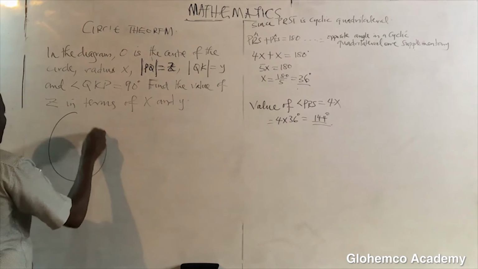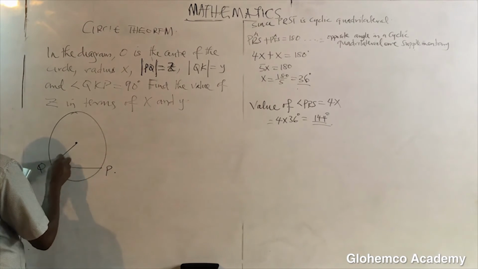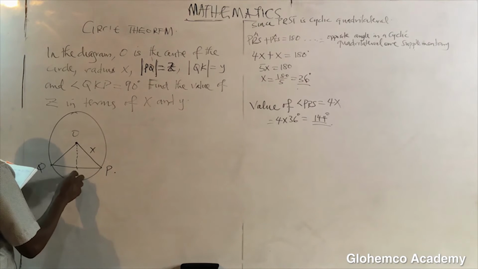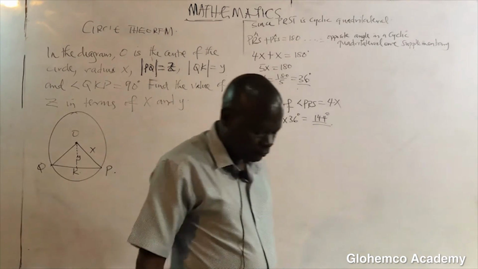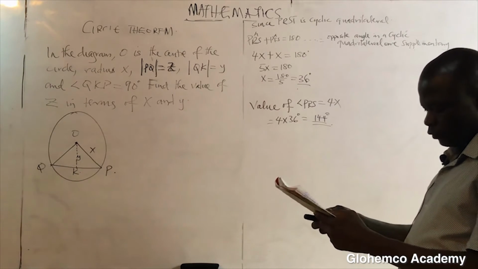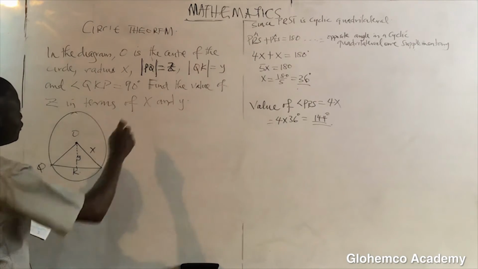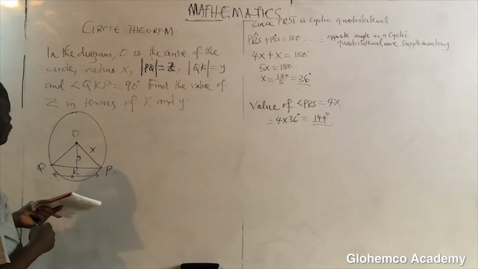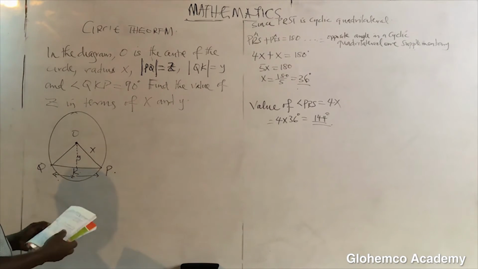The diagram goes thus. This is the diagram. We have this one called QP with the center O. And we have x. When you form this one, this is y. So we want to find what? We have to find the z. Where is our z? PQ is z. The whole lot of this one is z. So from here to here is z. So we have to find the value of z in terms of x and y.